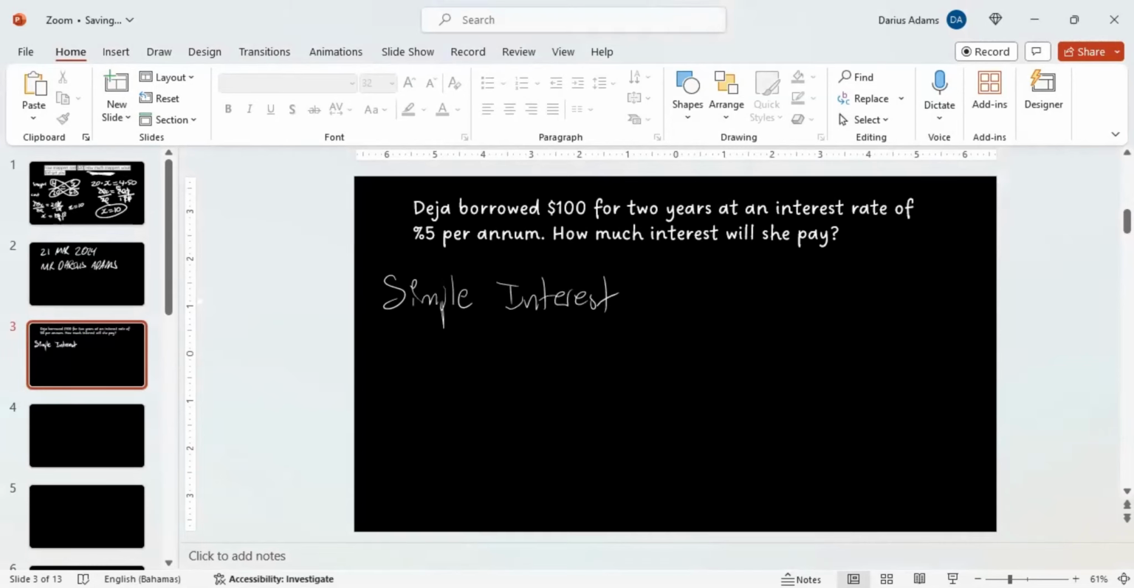Deja borrowed $100. Deja borrowed $100 for 2 years at an interest rate of 5% per annum. How much interest will she pay?